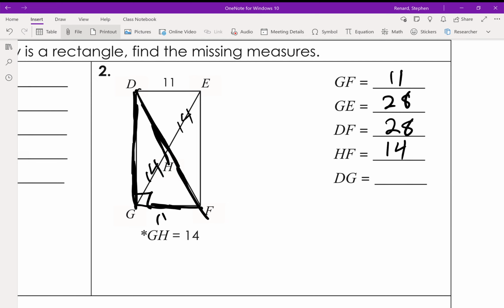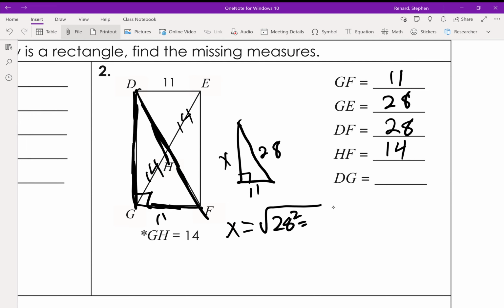And lo and behold, I know that's a right triangle. So again, I get to use the Pythagorean Theorem. It's 28, that's 11, and this is x. When going for a leg, we need to make sure that we subtract the square of the other leg from the hypotenuse. And we get x equals 25.7. Okay.